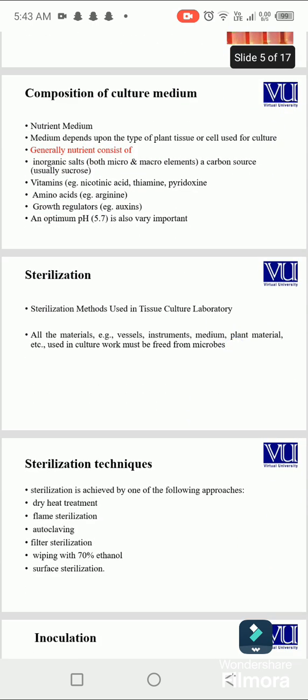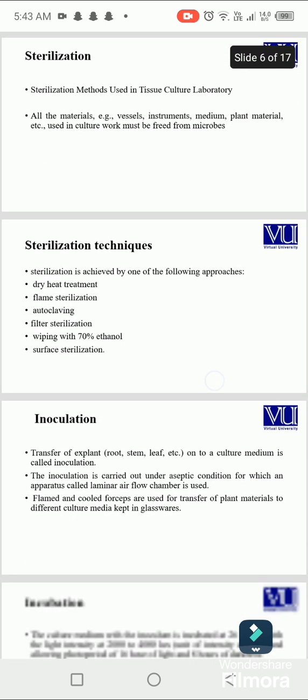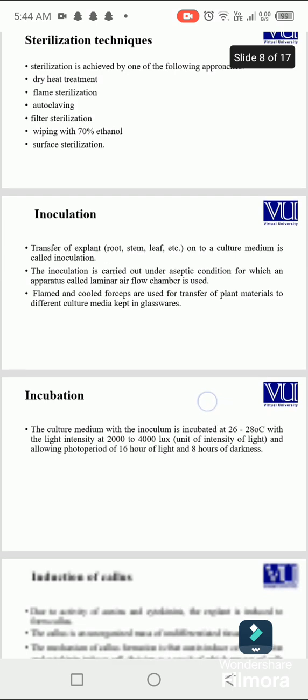Sterilization. Sterilization methods used in a tissue culture laboratory. All the materials, for example vessels, instruments, medium, plant material, etc., used in culture work must be freed from microbes. Sterilization is achieved by one of the following approaches: dry heat treatment, flame sterilization, autoclaving, filter sterilization, wiping with 70% alcohol, and surface sterilization.